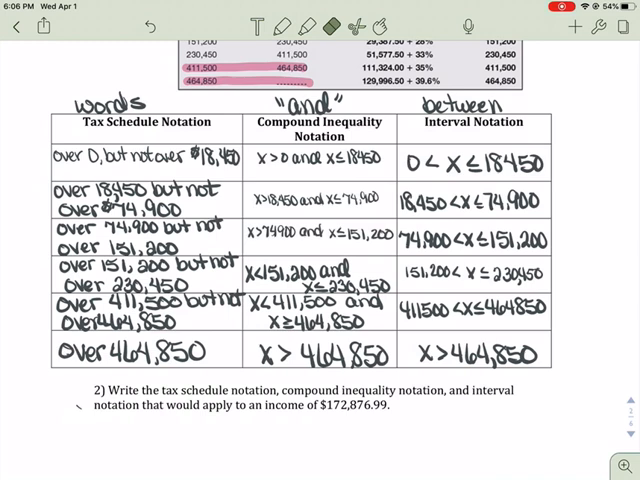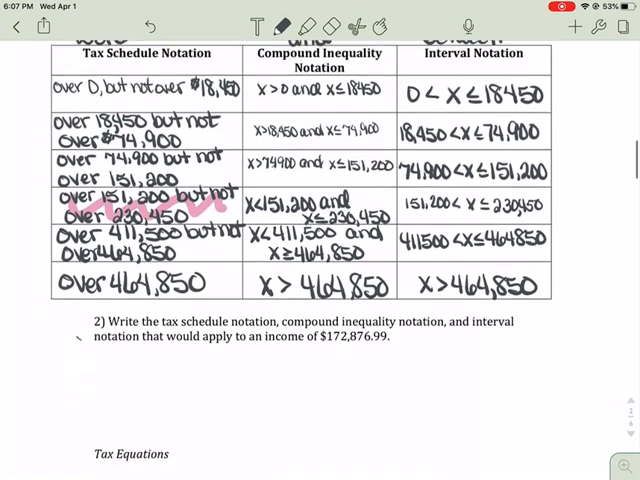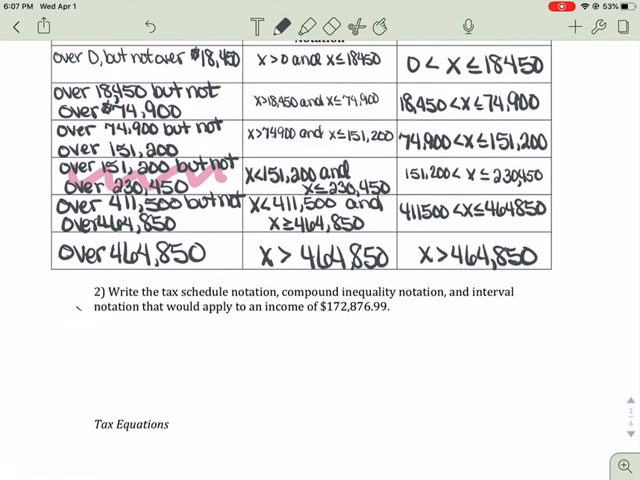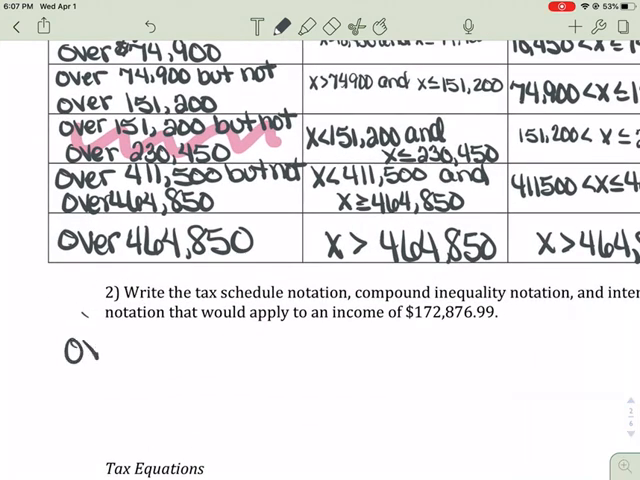So we're going to pick the right tax bracket for this. We want to know which inequality, which set would be 172,876. So we got to figure out which interval that we just wrote is where this is going to land. So let's take a look. 74,900, 151. Oh, I do believe it's going to be in this one. Okay, so that's what we're going to write. It does ask for all three.